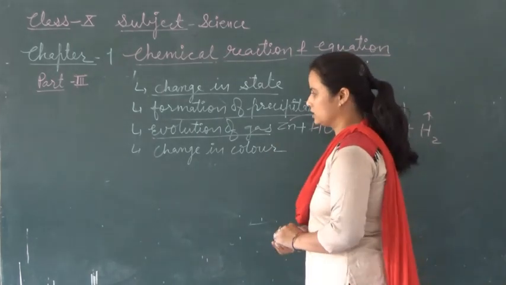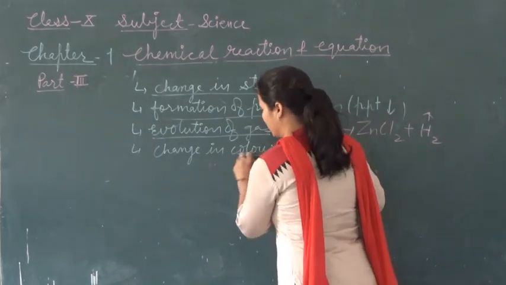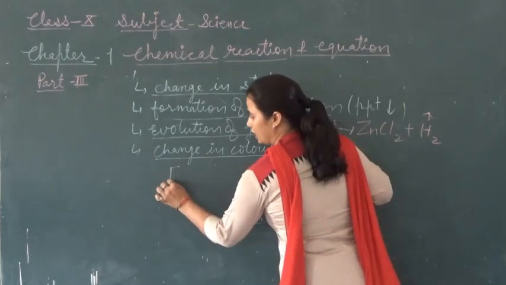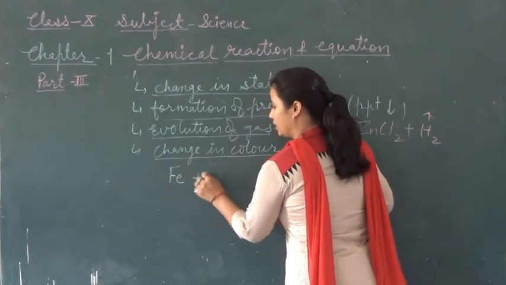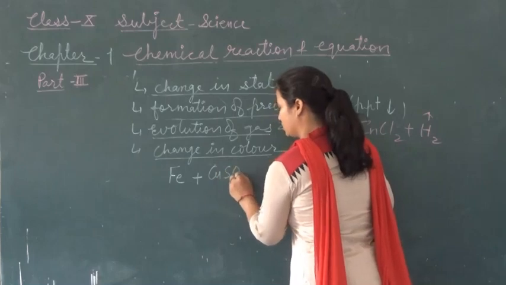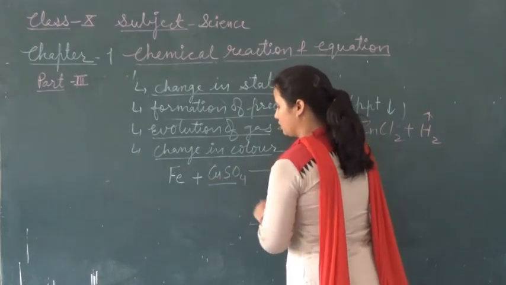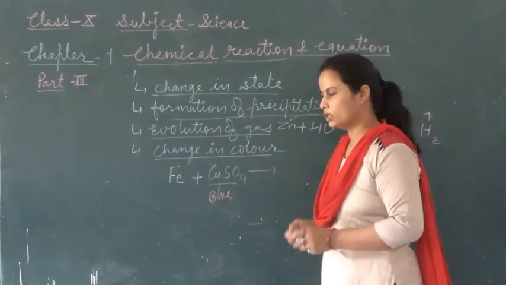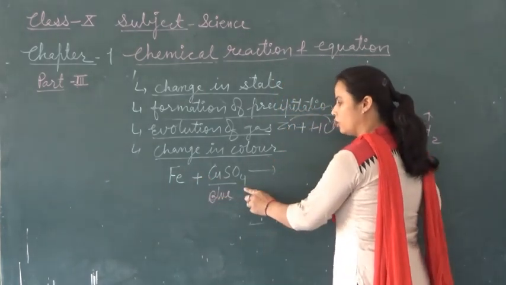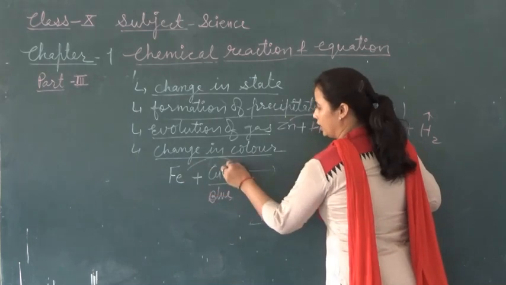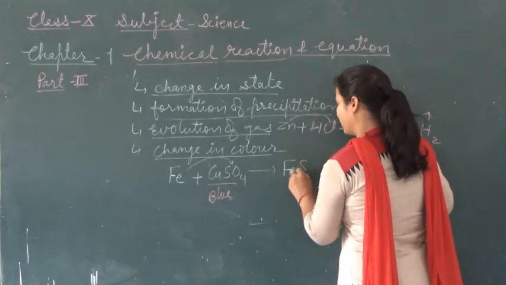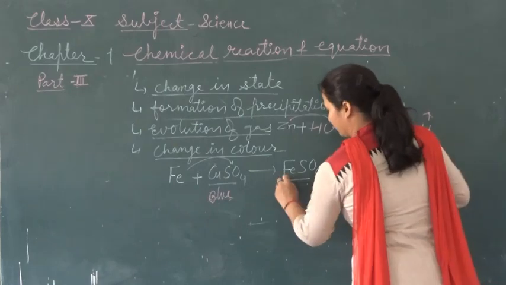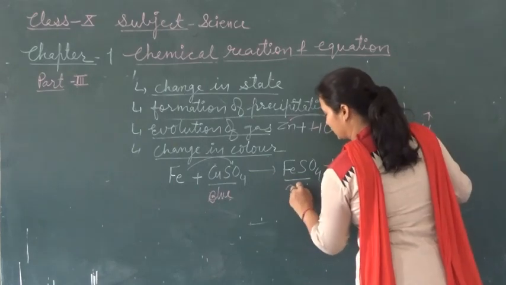Another change that occurs is change in color. How do we describe it? When iron nails are dipped into copper sulfate solution, copper sulfate is blue in color. The solution of copper sulfate is blue. When an iron nail is dipped into copper sulfate solution, it forms ferrous sulfate, FeSO4, and copper. The ferrous sulfate has a green color.